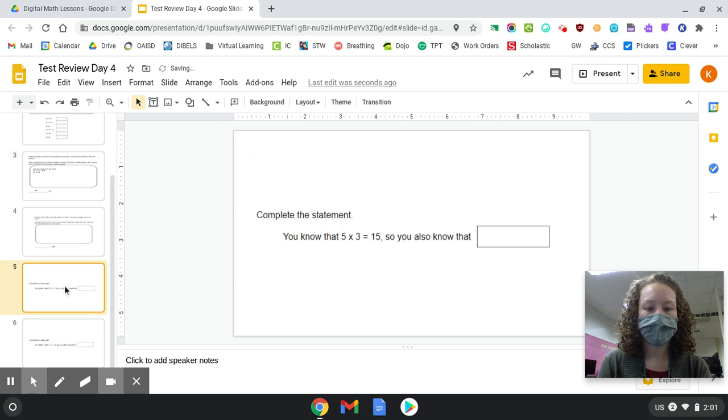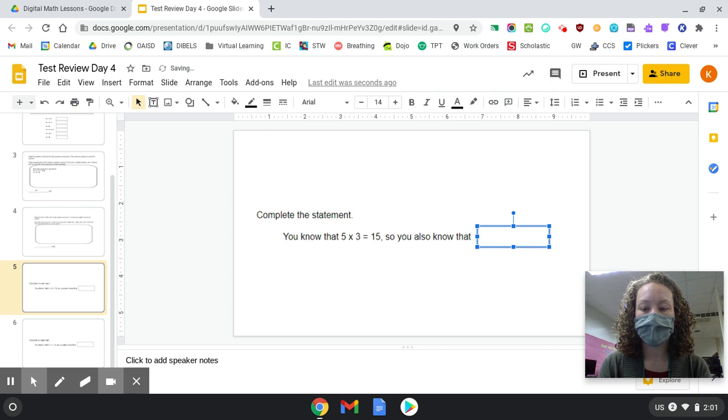All right, your last job for today. Here, your job is to just flip this times problem into a division problem. Let me show you. It says complete the statement. You know that 5 times 3 equals 15. So you also know that we need to flip this into a division. So let's see. In division, I have to start with the total first. Which number here is my total? That would be the 15.